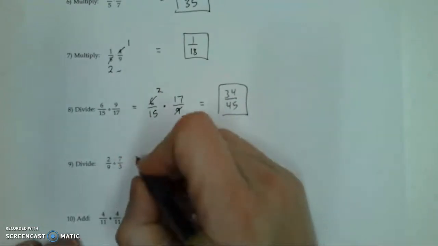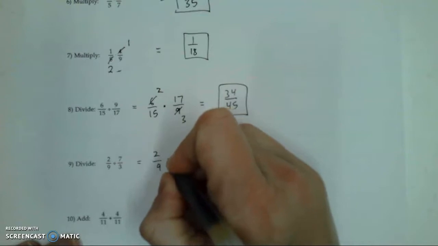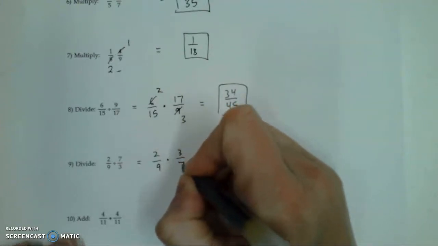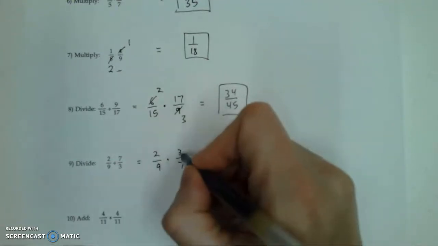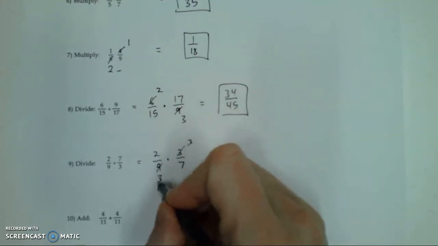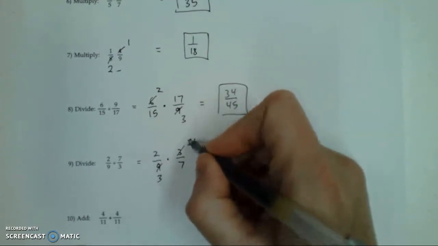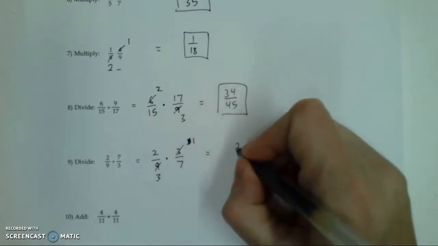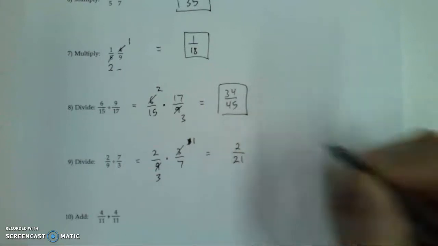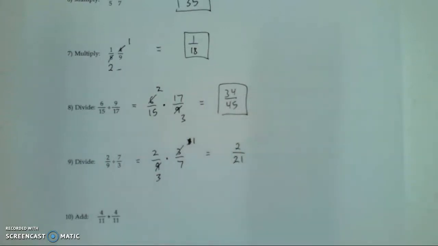Let's do another division problem. Again, I'm going to first rewrite that as multiplying by the reciprocal. Remember, it's always the reciprocal of the second fraction. So it's the second fraction that I flip. And here I can reduce the 3 and the 9 by 3. Oops, that's a 1. There we go. And that should be the only thing I can reduce. So 2 times 1 is 2. 3 times 7 is 21. That is in lowest terms. So that is my answer. So that is multiplying and dividing with fractions.